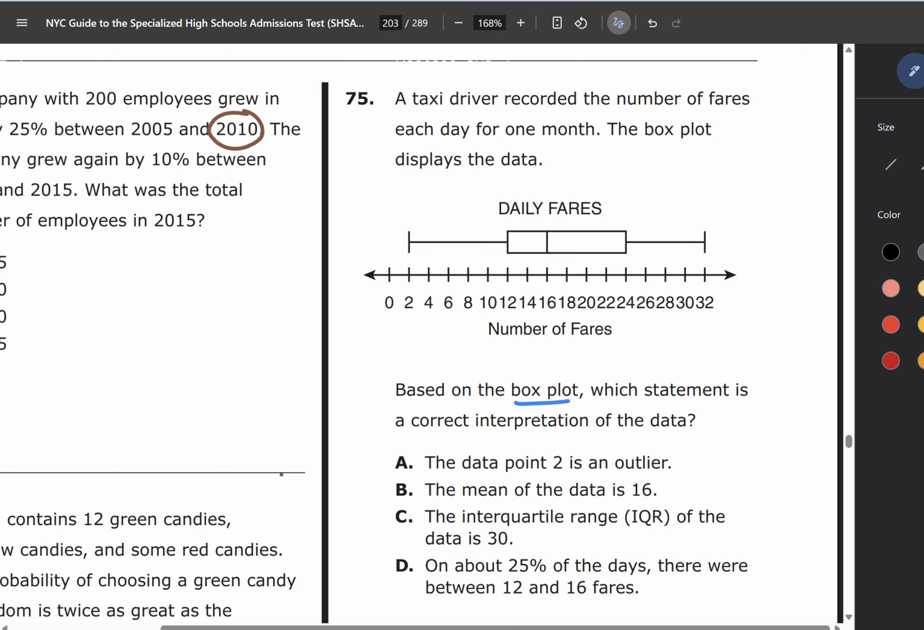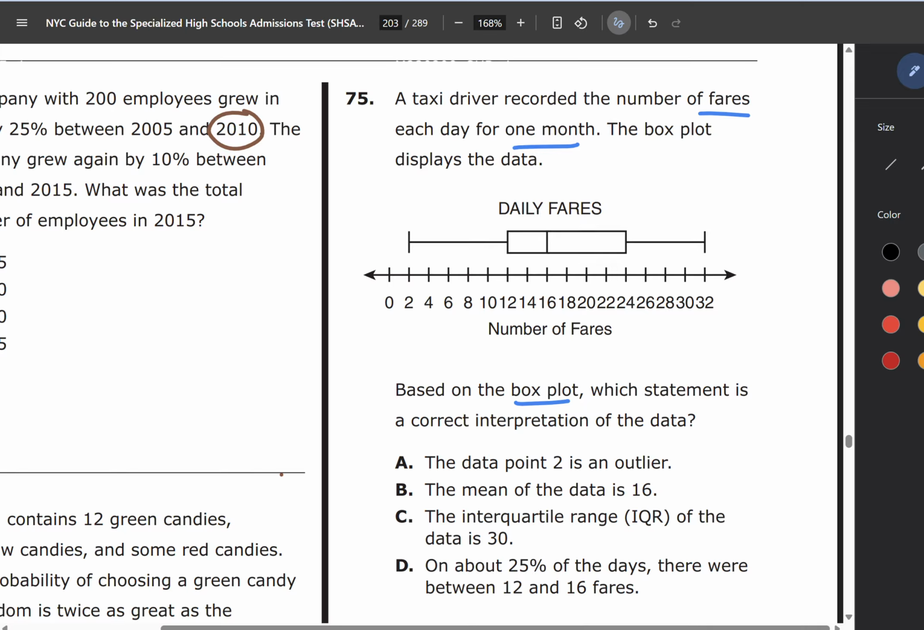75. A taxi driver recorded the number of fares each day for 1 month. The box plot displays the data. Based on the box plot, which statement is a correct interpretation of the data? For this, you need to know a couple of things about box plots.